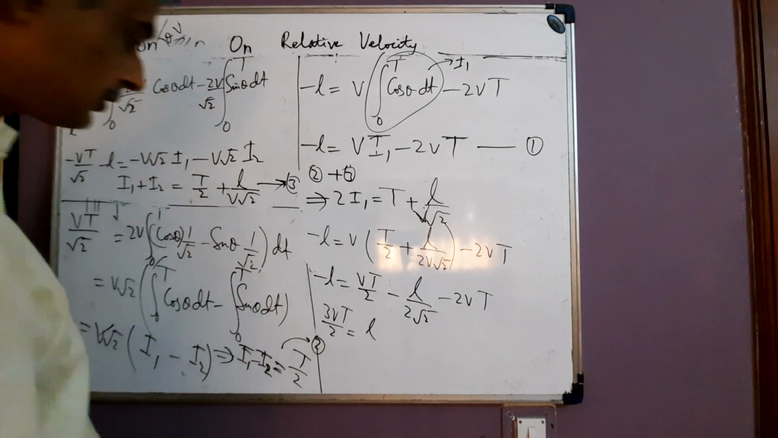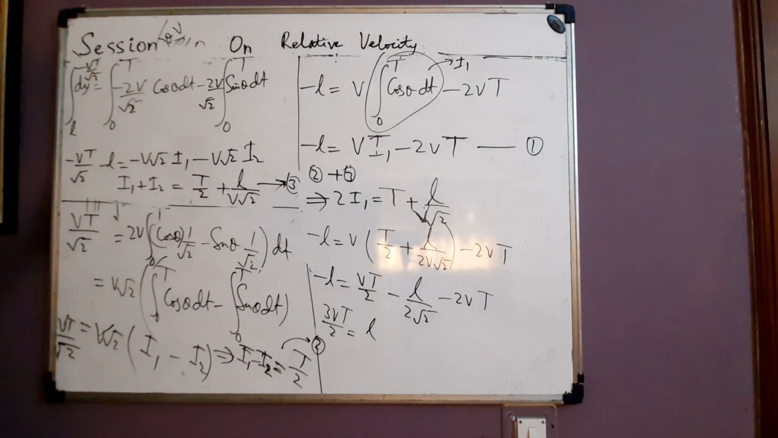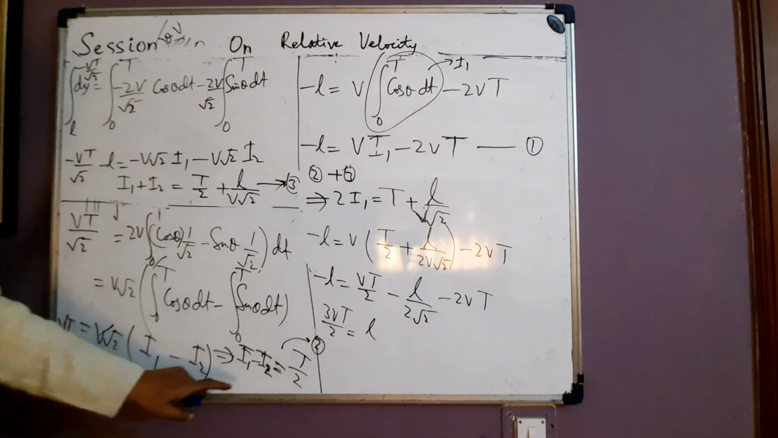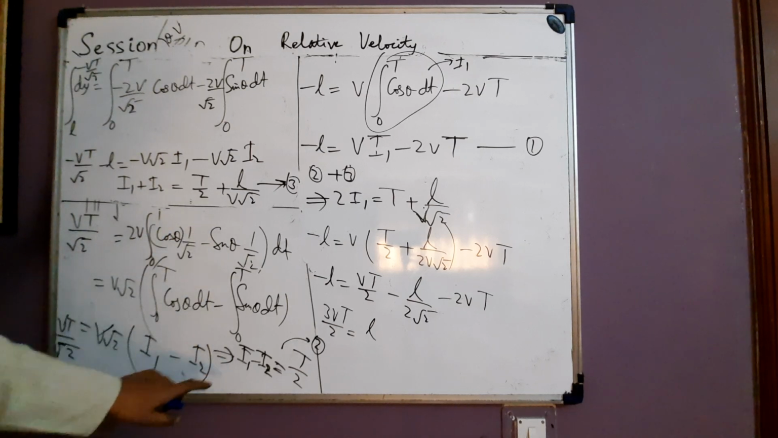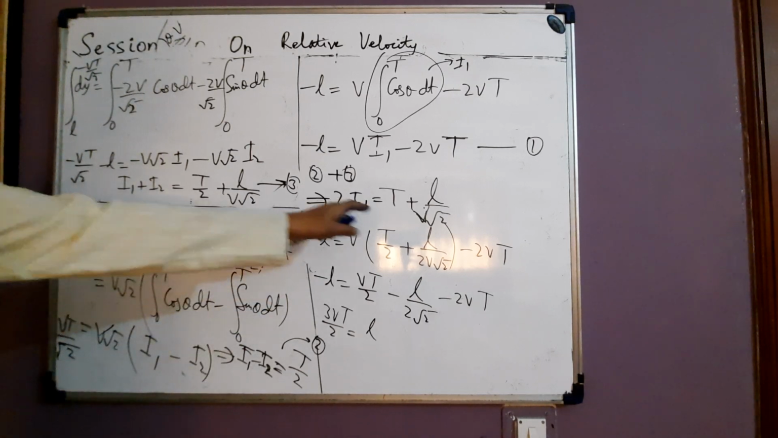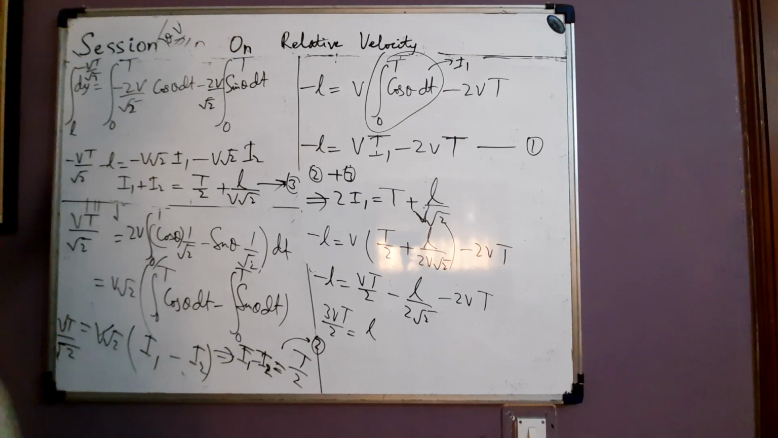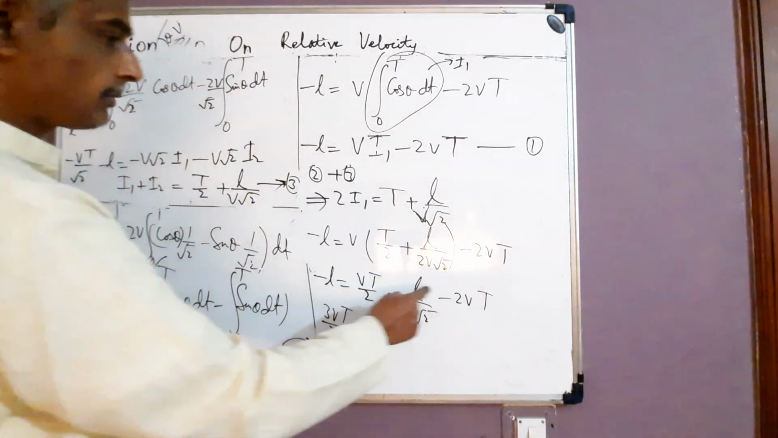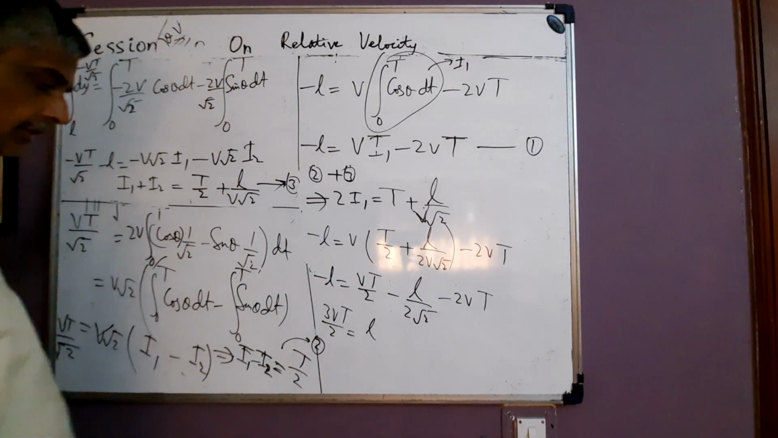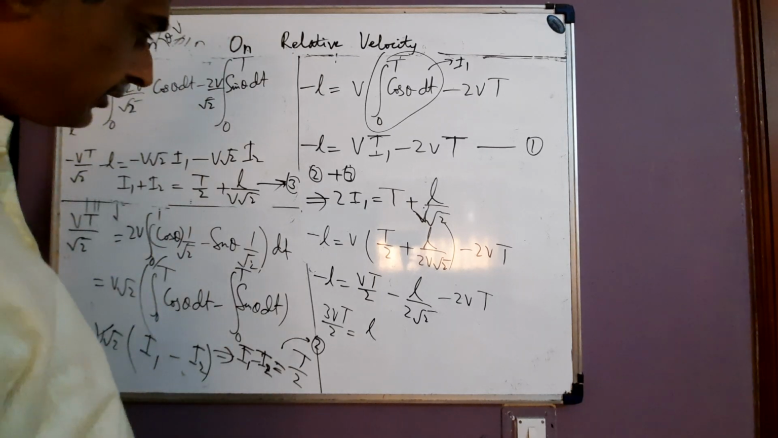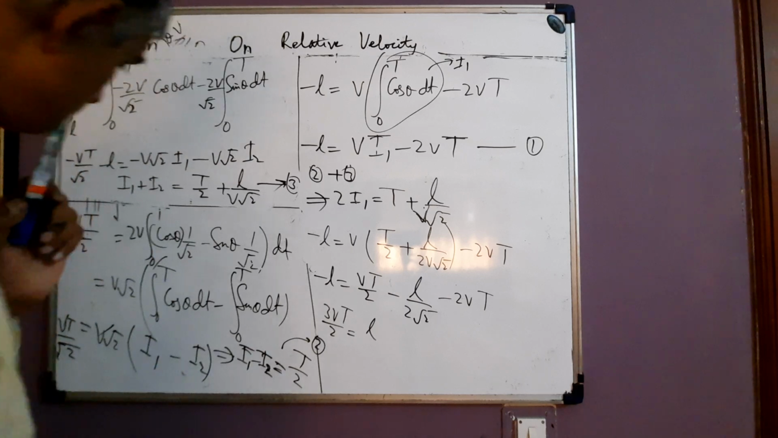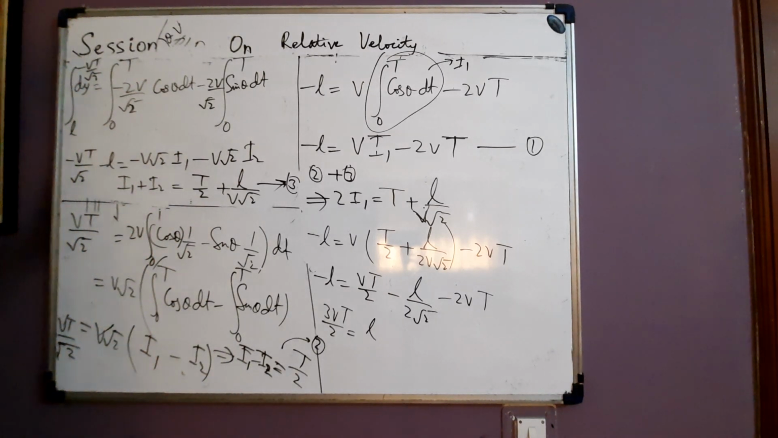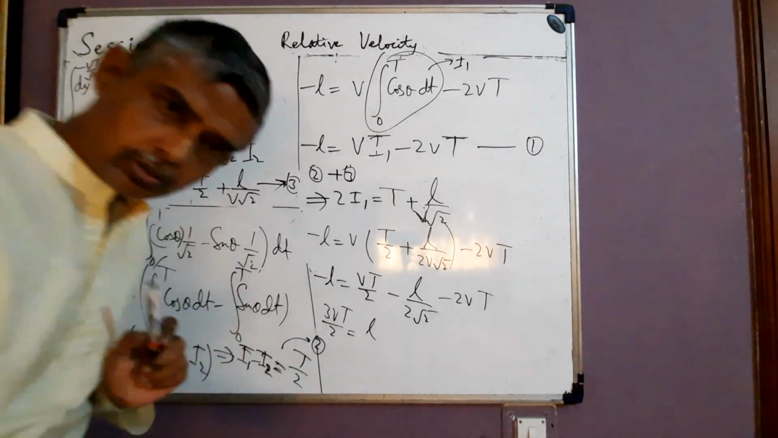Just let me check the calculation once again, okay? I1 plus I2, 2I1. 2I1 becomes how much? T by 2 plus T by 2, T plus L by V root 2. Minus L equal to V times this minus 2 Vt, fine. Okay. Alright. So I get 3 Vt by 2 equal to, I think some mistake is going on. Some mistake somewhere has been done. Just let me check it out, okay? Just give me half a minute.